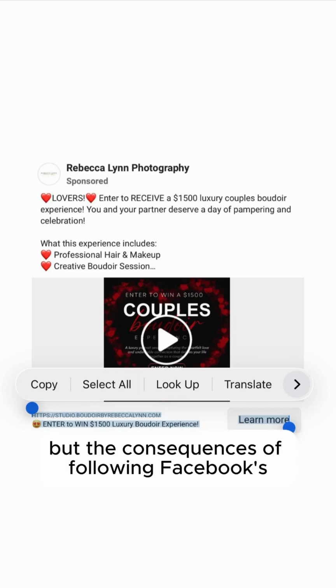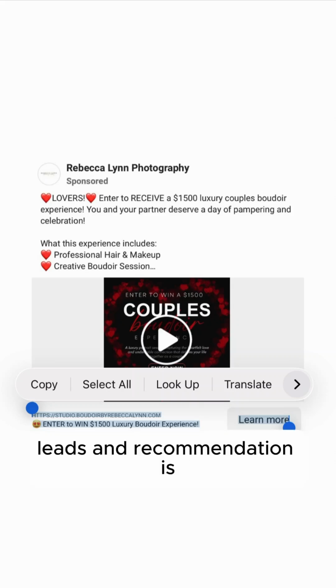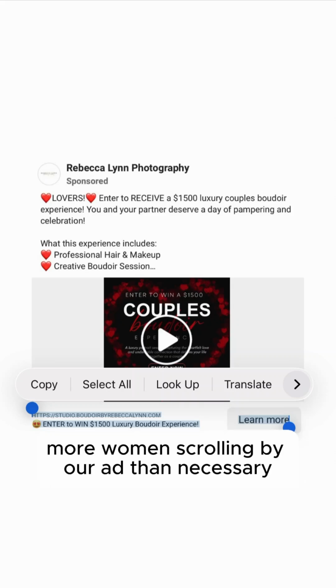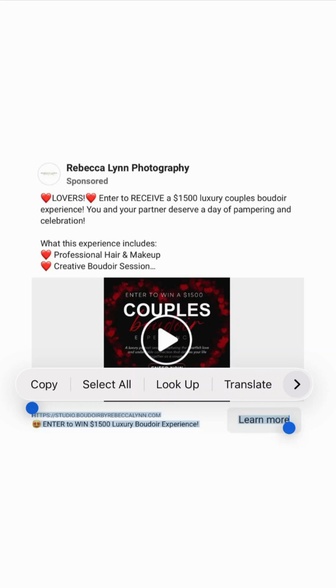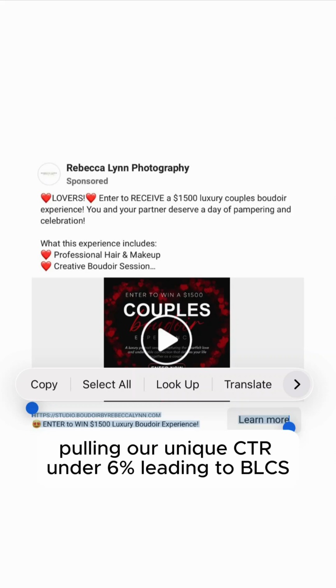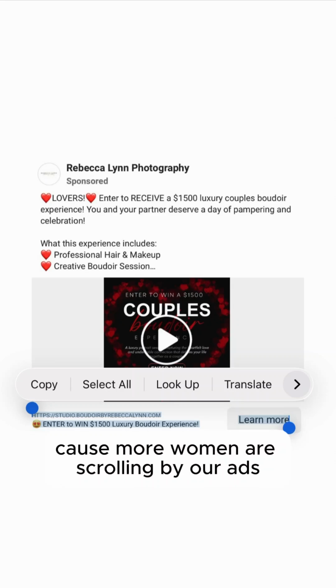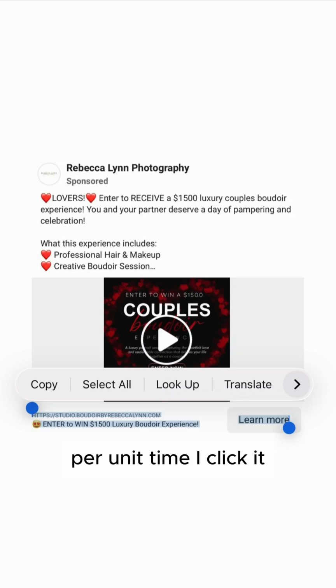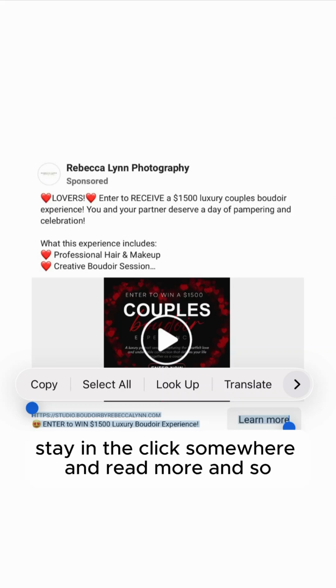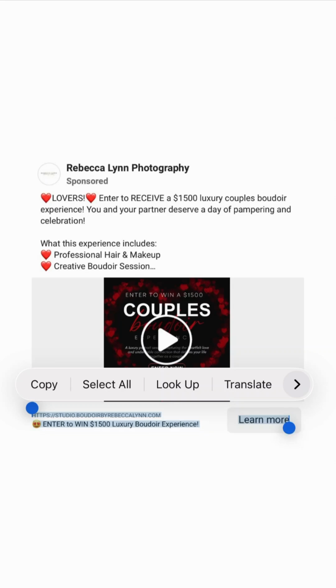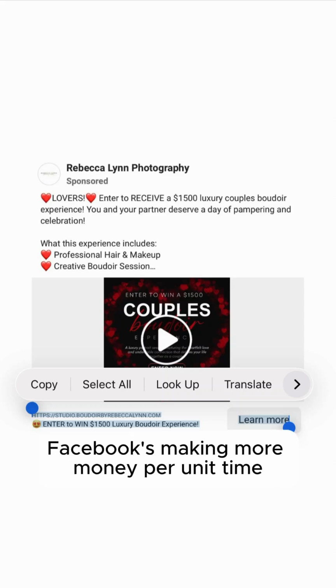But the consequences of following Facebook's leads and recommendations is more women scrolling by our ad than necessary, pulling our unique CTR under 6%, leading to BLCS. And on the flip side, Facebook gets to serve more ads per unit time because more women are scrolling by our ads, not staying to click somewhere and read more. And so Facebook's making more money per unit time. We're losing more money per unit time.